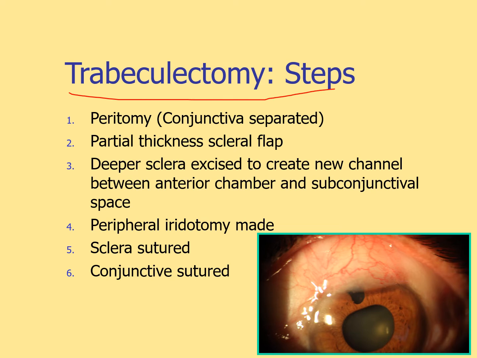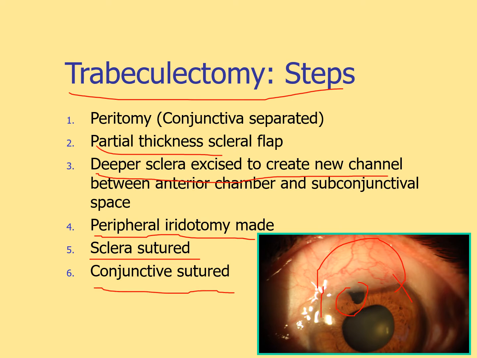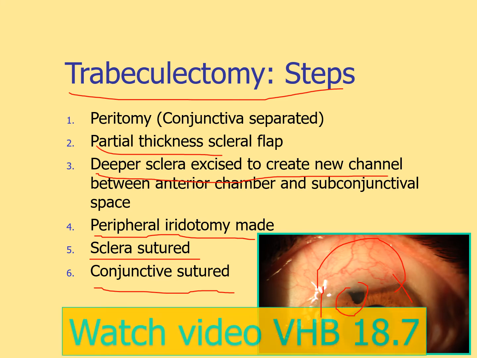Trabeculectomy steps: you do the peritomy, which is you lift the conjunctiva, like the conjunctiva is lifted in this area. Then you do a partial thickness scleral flap. Then a deep sclera is excised to create the new channel. You do the peripheral iridotomy, like you can see the black one here, and then you suture. You can see the sutures here, and the conjunctiva is sutured again. So this is the whole procedure, and you can watch the whole procedure in the video VHB 18.7.